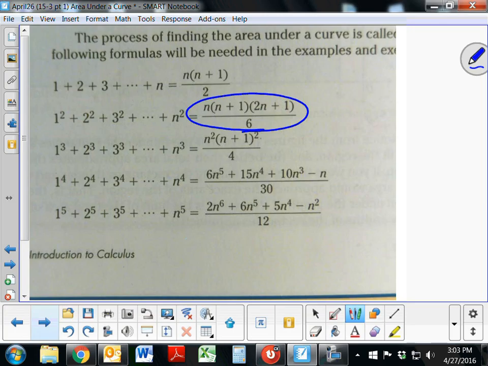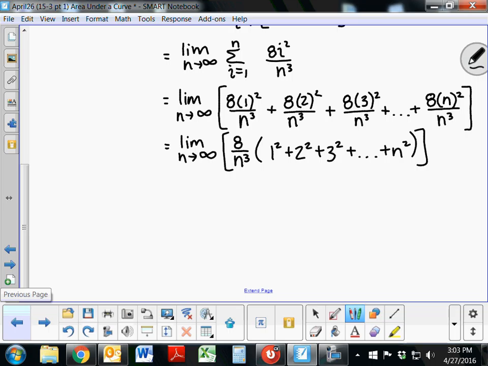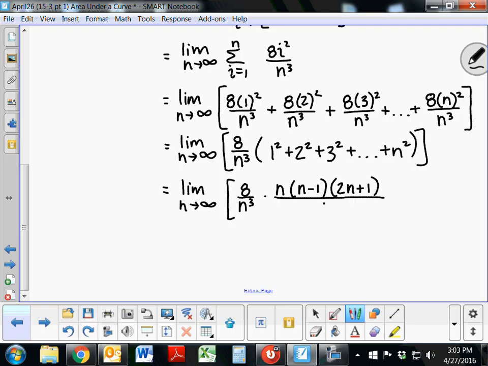So I'm just going to write it for today, and then we'll actually take the limit tomorrow, because that's the easy part. So, let's see here. I'm going to replace him with that guy. And we do still have that 8 over n cubed. Don't forget him. Can you read it to me, Bree? n times n minus 1 times 2n plus 1 over 6. Sweet. So we're just going to have to simplify and take his limit tomorrow. But he'll be easy then.